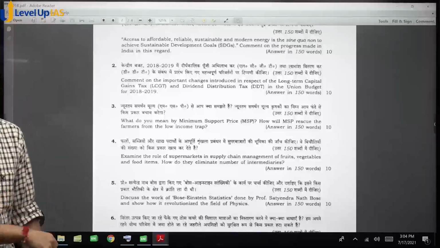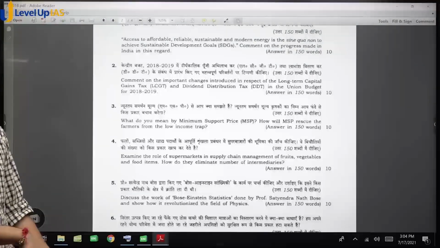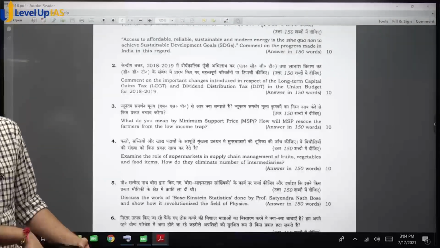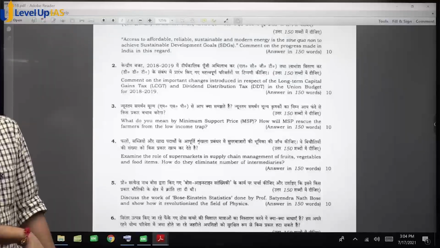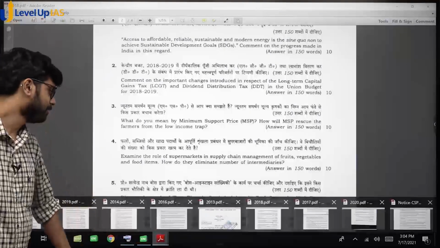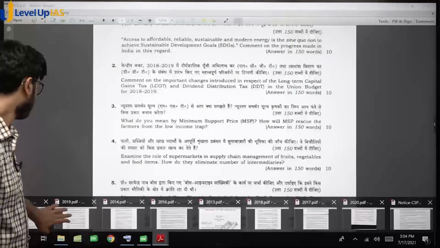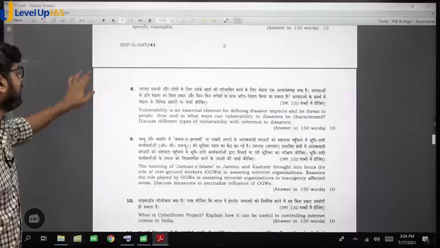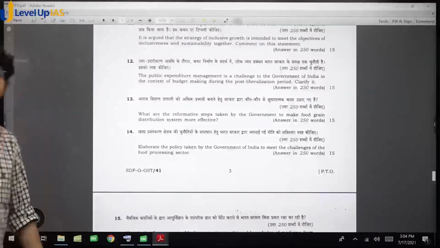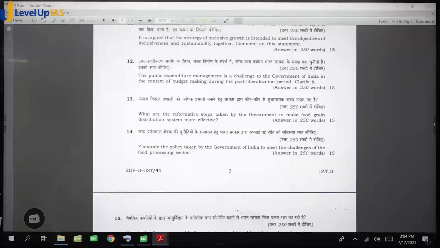Okay. Chalo. 2018 question 3 done. This is 0.5. 2019 question 13. Is it not directly from the syllabus? What are the reformative steps taken by the government to make food grain distribution system? Matlab kya? PDS. More effective.